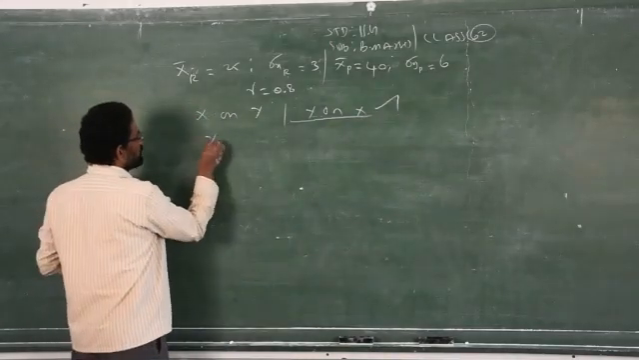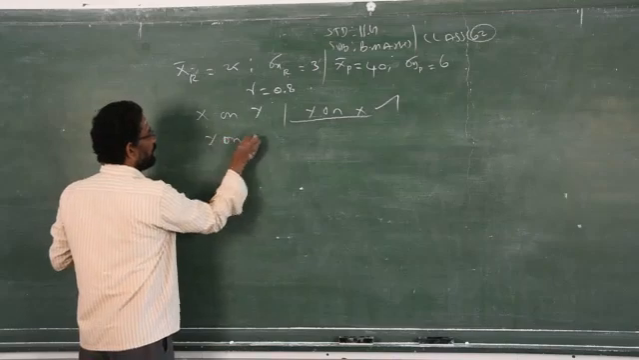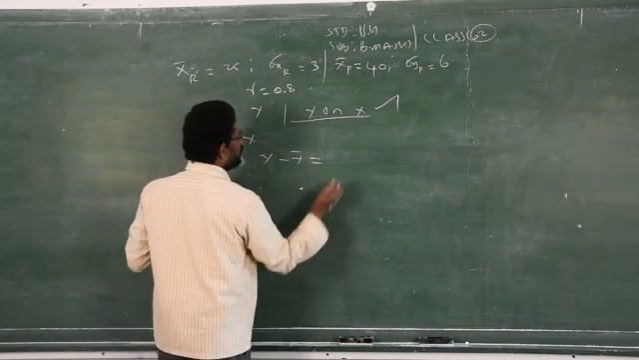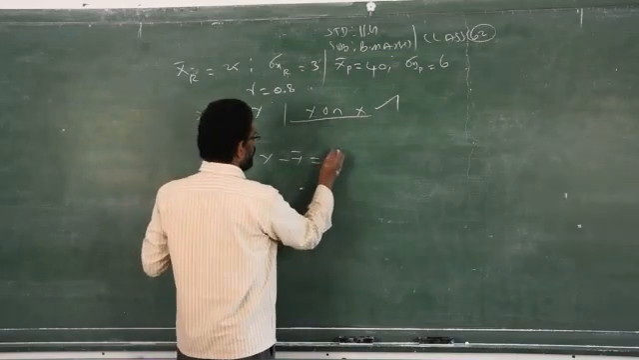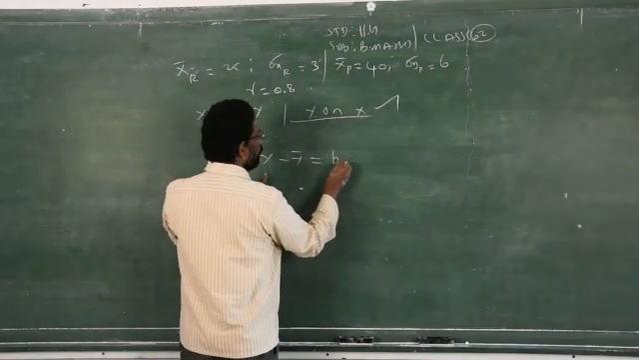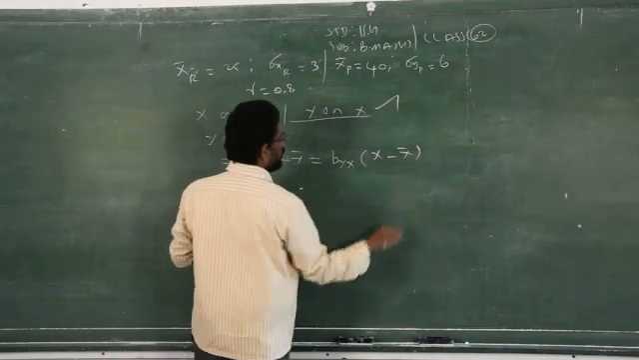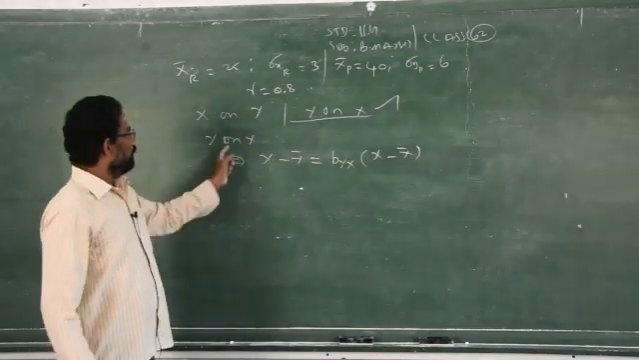For y on x, what is the formula? Y on x implies y minus y bar is equal to, what is the formula? b y x, x minus x bar. This is the formula for y on x.